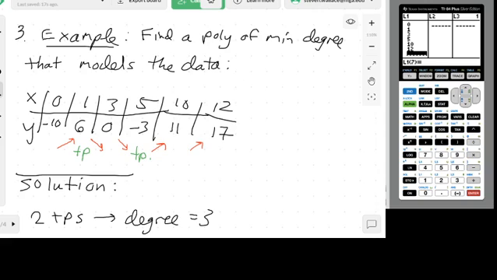Okay, so I did that with my 10 key here, so I typed it in. Negative 10, 6, 0, negative 3, 11, 17. The most common mistake with this is just typing it in wrong and getting the wrong degree.